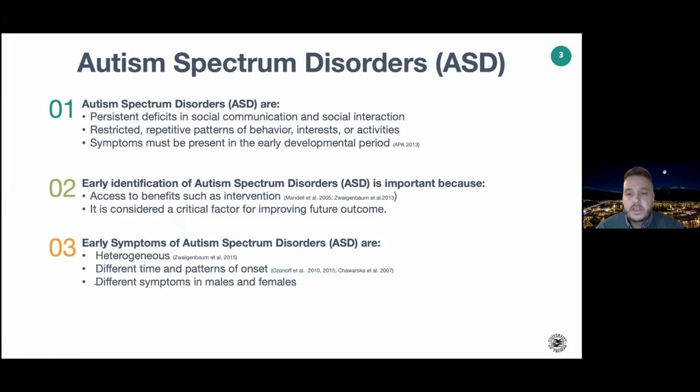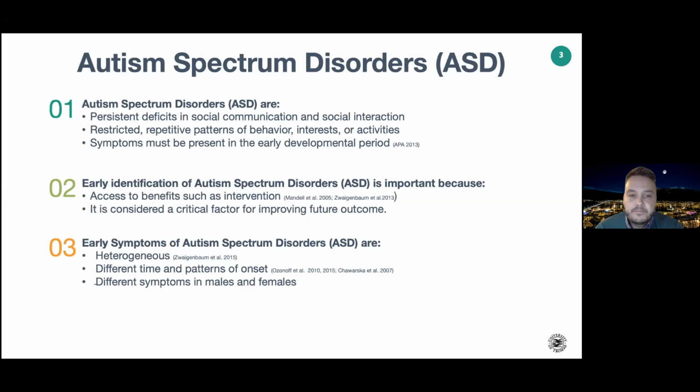When we talk about early identification of the disorder, it's important because it provides access to benefits, both in the US and in Norway, such as intervention. Also in Norway, it provides you with financial support and the right to have an assistant. So there are a great deal of services that you actually need to have a diagnosis of autism to get. We also know that early identification is considered critical for improving future outcome, because as soon as we can identify the disorder in an individual, we can also provide intervention, and earlier intervention is regarded as very important for future outcome.